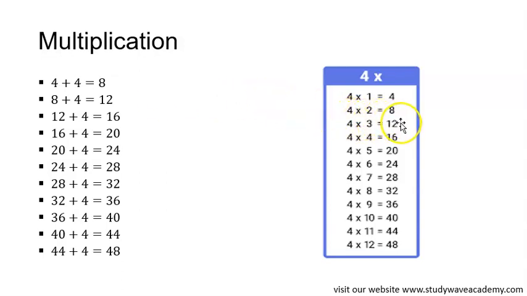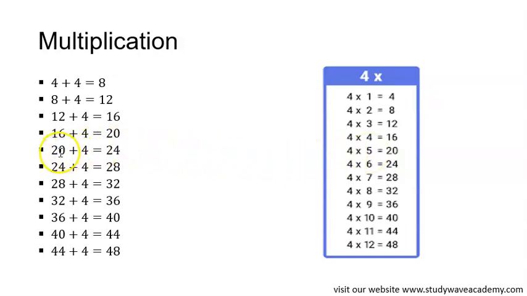4 times 3 is 12. The next, if you add 4 to 12, you have 16. And 4 times 4 is 16. If you add 4 to 16, which is 16 plus 4, you will have 20. 4 times 5 is 20. It's repeated addition, okay?